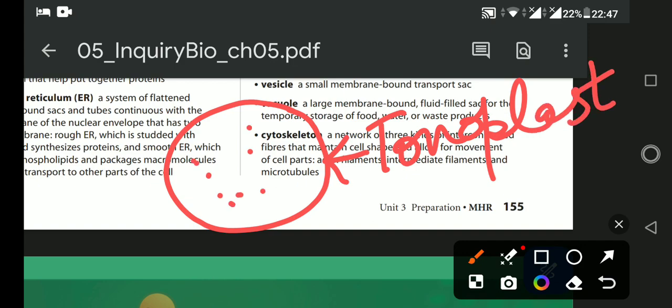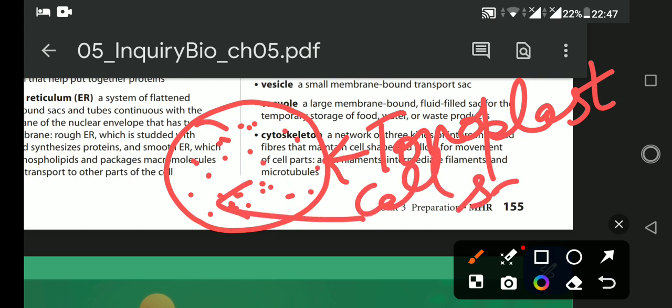The liquid content which is present inside the vacuole is called cell sap. Okay, so this is the diagram of the vacuole. One single membrane called tonoplast and the liquid material in the vacuole is called cell sap. This liquid material could be food material, water, or waste material. Now the vacuole plays a very important role in osmoregulation.